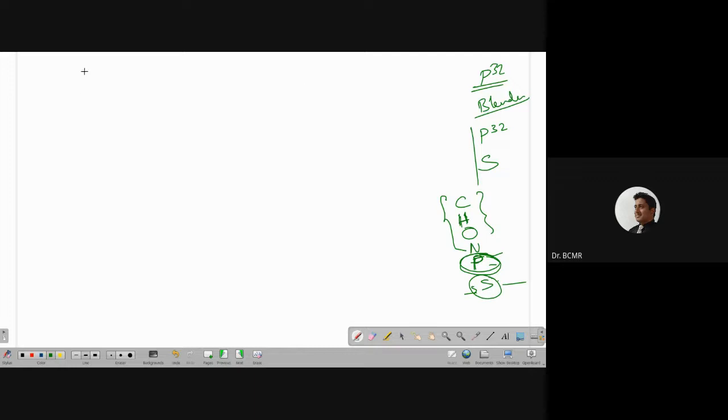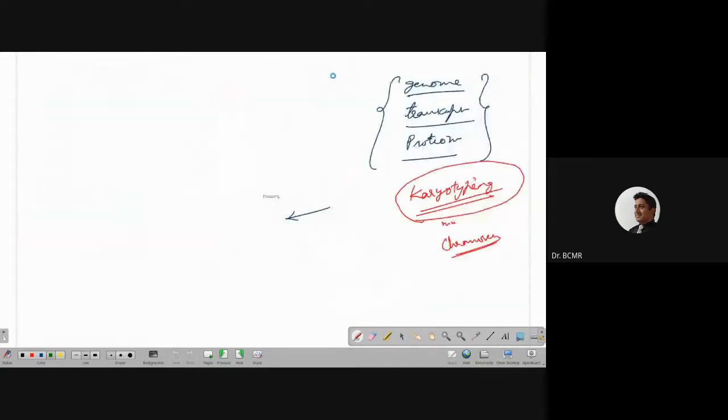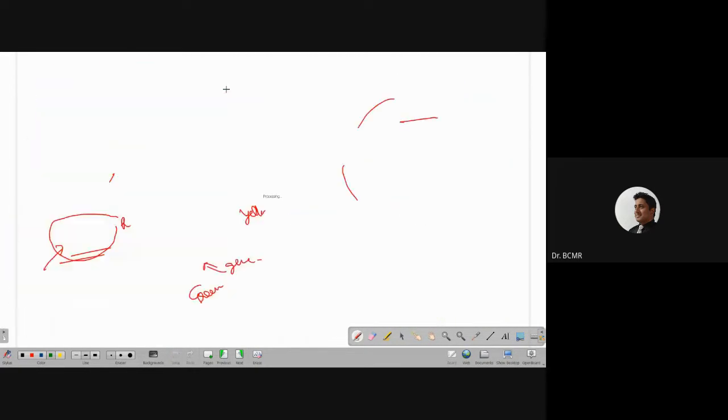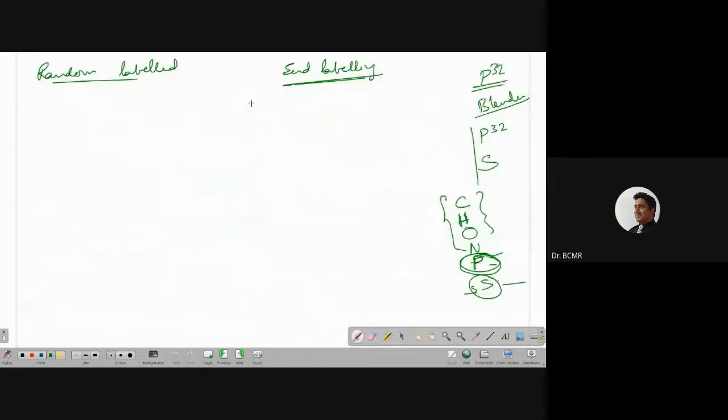So there are two kinds of labeling: random labeling, and I'm also covering the other labeling that is called end labeling. I hope you remember that when we were doing SSCP, sorry to go back, we had end labeling there, right? That is called end labeling. Keep in mind what is meant by it. Random labeling means you have a nucleic acid, and the radioactive element is incorporated in different locations randomly. When you say end labeling, it's only either on the 5' side or on the 3' side. Okay.